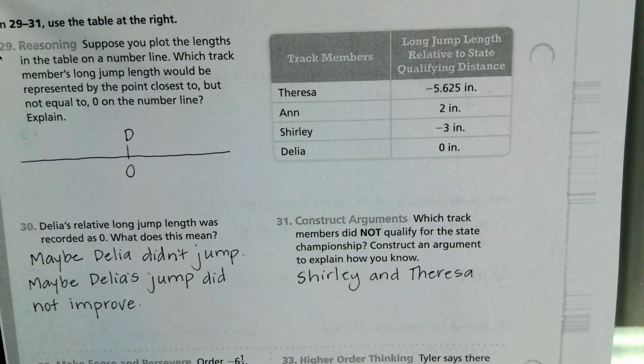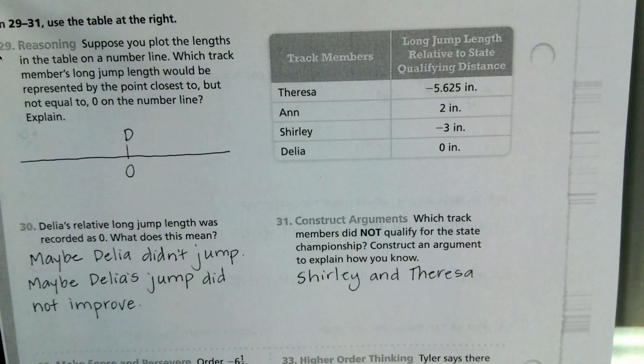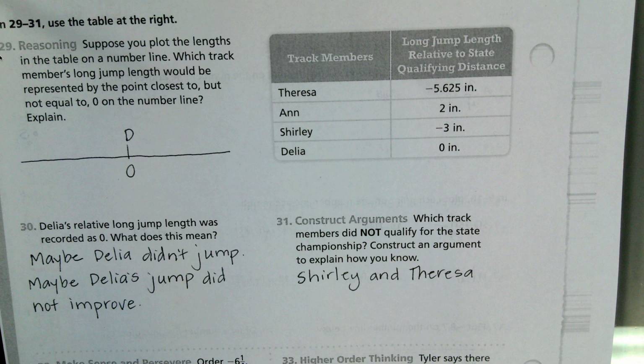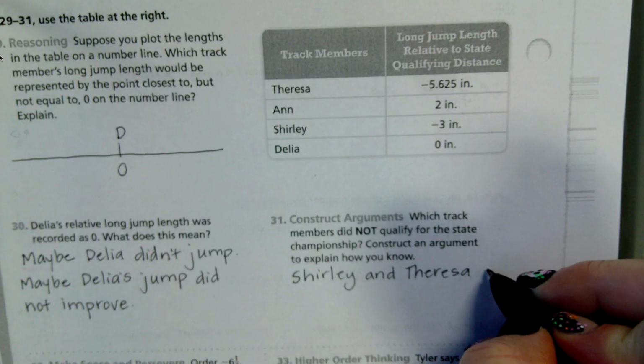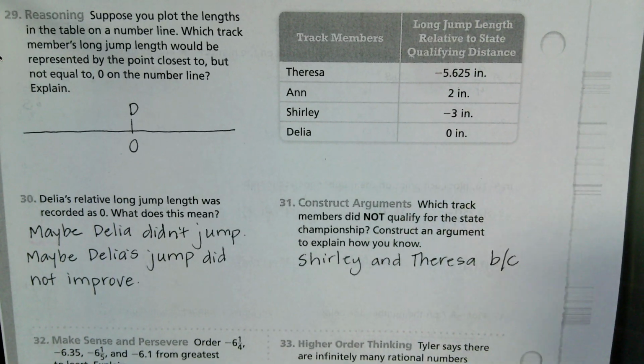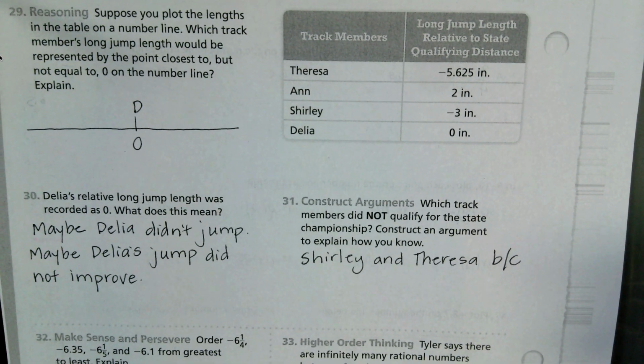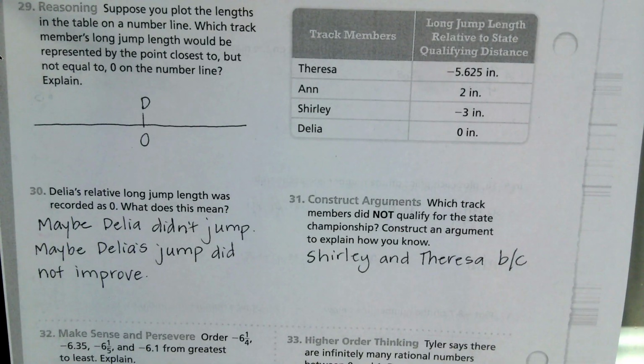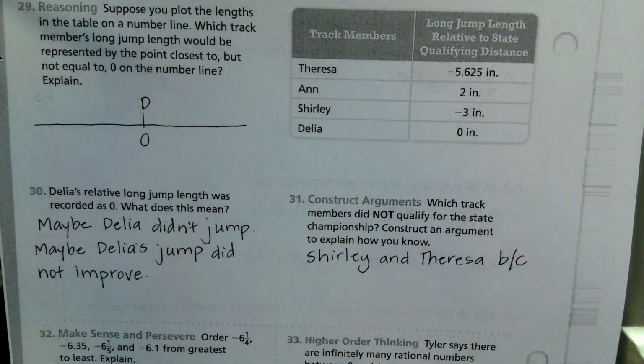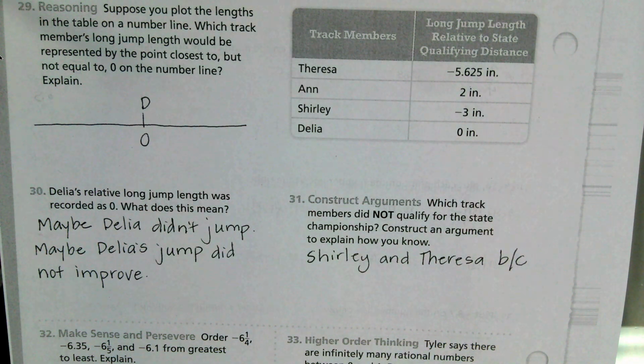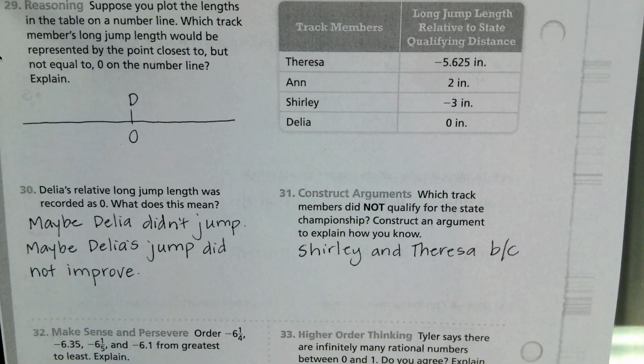I gotta write this down. Chloe, General, Kai, Justice, Lucas. Okay, Shirley and Teresa, and I'm gonna put a slash like this, shortening it. Because usually, sometimes they say, here's the minimum length you have to jump in order to qualify for the next, for like regions, for state. Okay? So what do you think that means about Teresa and Shirley?